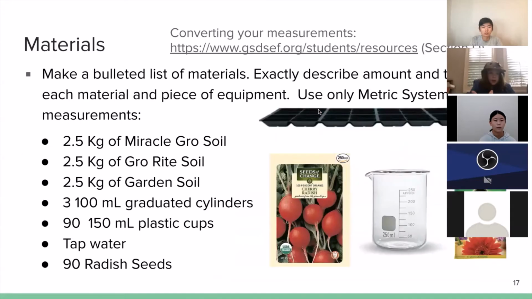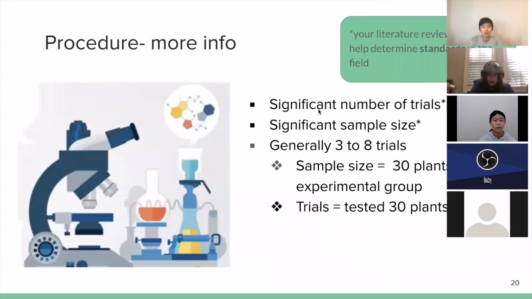And then a bit more information on the procedure is you need enough trials to have a sizable sample size. Trials are how many times you repeat the experiment for every set of conditions. And you also need the sample size to be larger. It's how many data points are in total or in one trial. And you should have a good number of both, depending on the type of experiment you're doing.